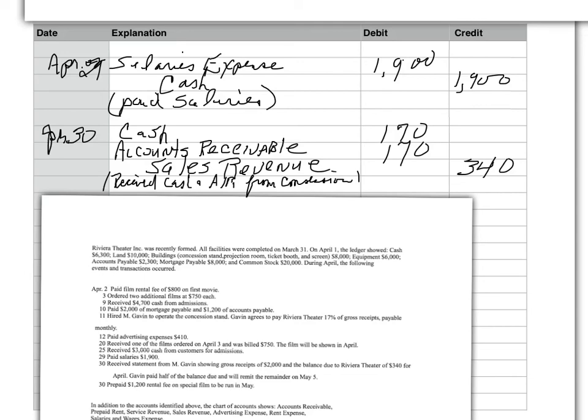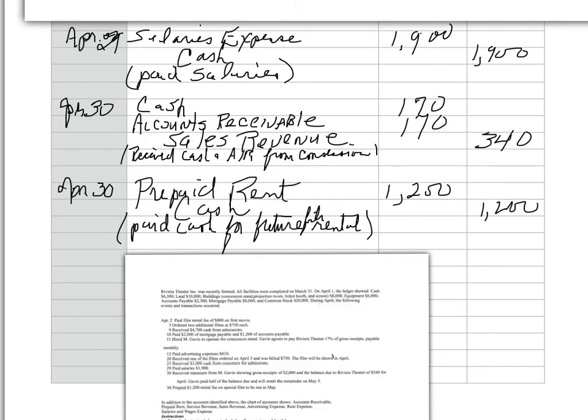And the final transaction then is I prepaid $1,200 rental on a special film that will be run next month in May. So now we prepay for a movie. We haven't received the movie yet, we're not going to get it. But we prepaid for it. So that is an asset. And we call that prepaid rent. And because it's an asset, it increases on the debit side. And I paid cash, so it decreases on the credit side.